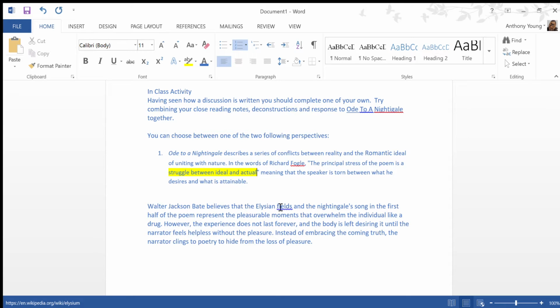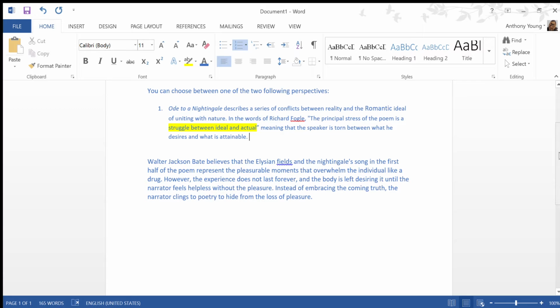In other words, this is someone's reading of the poem. This is someone's response. The idea that the poem has this tension in it between ideal and actual, and this second section, meaning that, is really just another way of saying that he's torn between what he desires and what is unattainable. So that's a little bit more of a basic way of saying it. Planning this out is very, very easy.